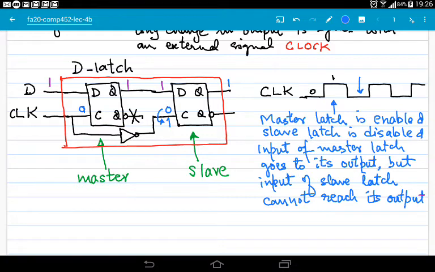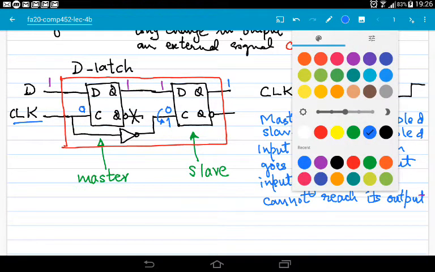Okay. And for as long as CLK is 0, the control input of master latch will be 0, which means master latch will be disabled, and the control input of slave latch will be 1, which means the slave latch will be enabled, and we will have the D input going to the output of this flip-flop on the falling edge. This falling edge is where the output changes.